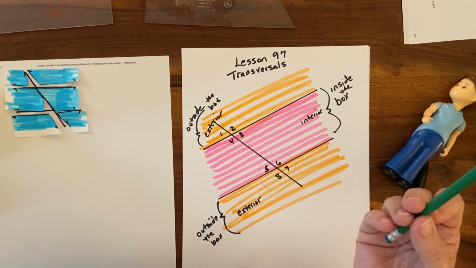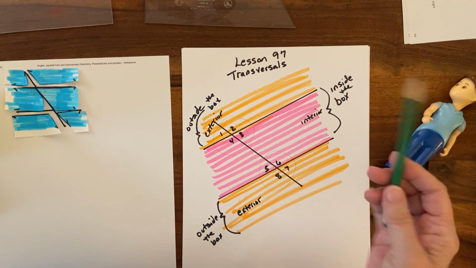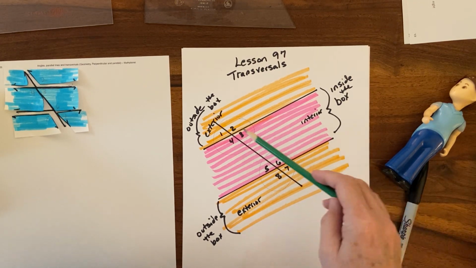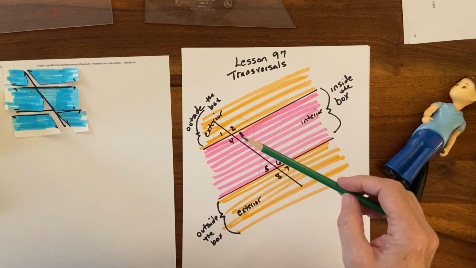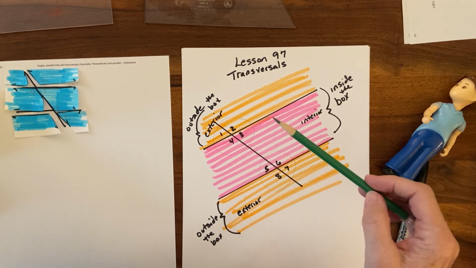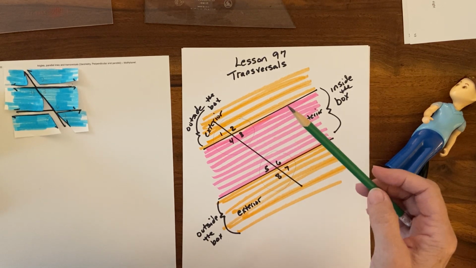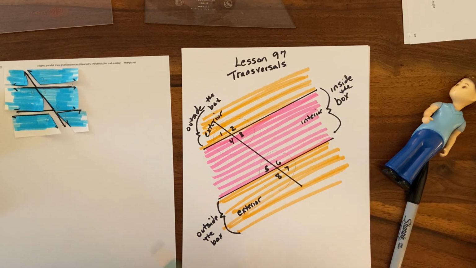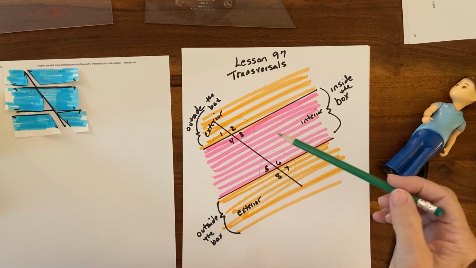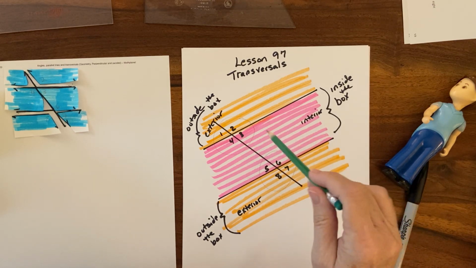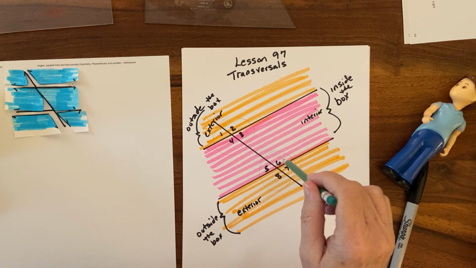Okay, the next one is, so we know our interiors and our exteriors. So alternate interior angles. So, alternate interior. So I know in this case, they're going to be in the pink because they're interior.